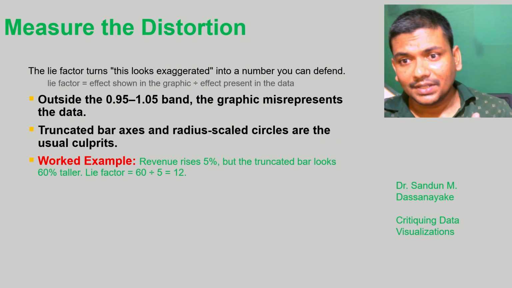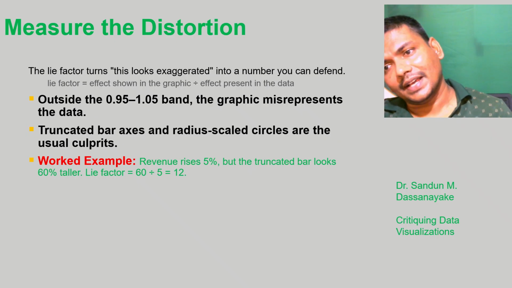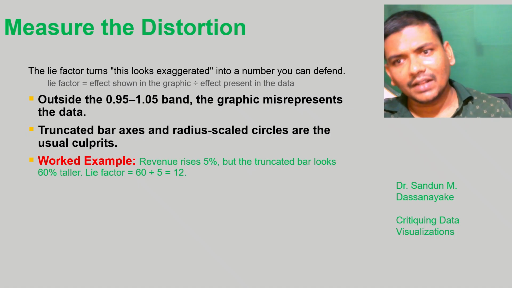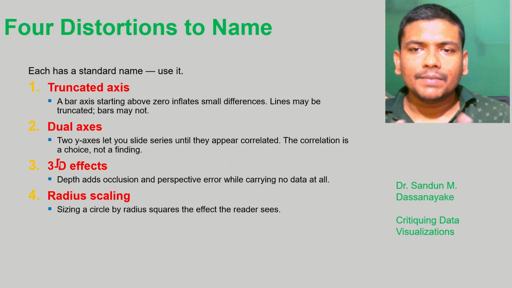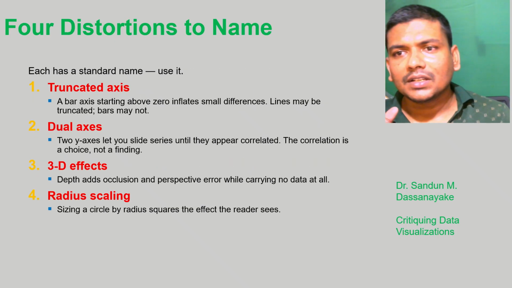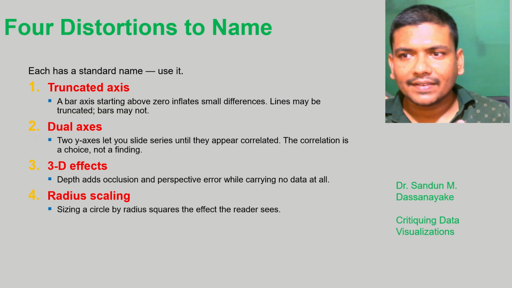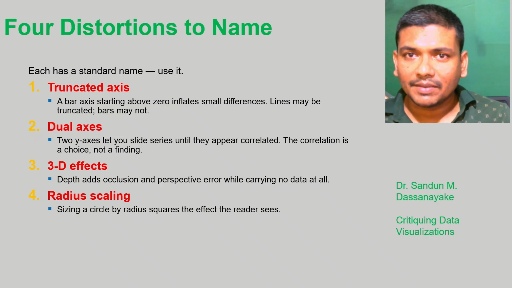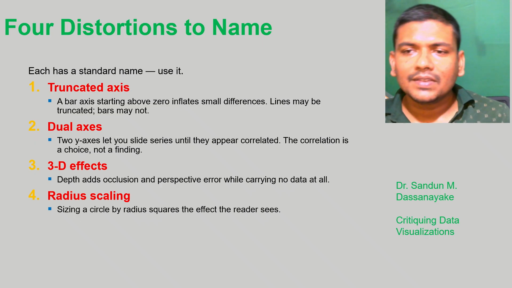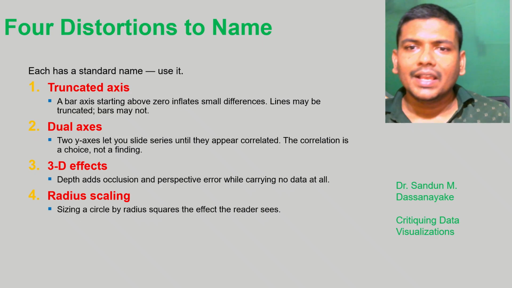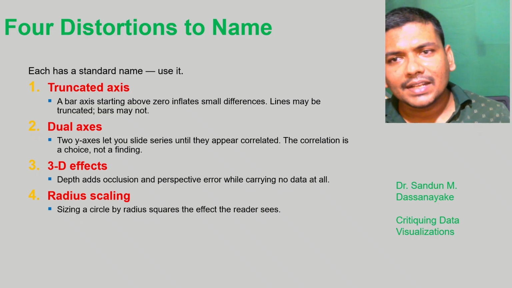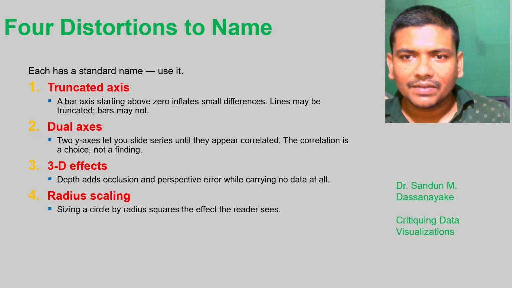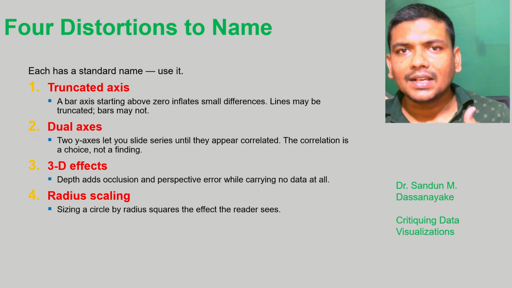Look at the example. A 5% rise rendered as a 60% taller bar gives you 12. 12 is not a rounding error, and nobody argues with 12. Name the failure and you shorten the conversation. Truncated axis first, and note the asymmetry. A line chart encodes change through slope, so it may start wherever it likes, but a bar encodes magnitude through length. So cutting the bottom off is simply a lie.